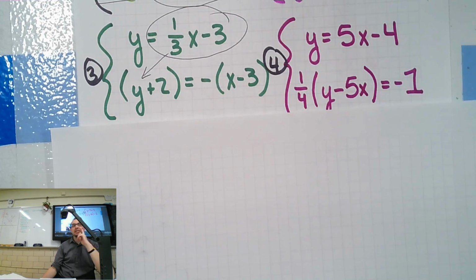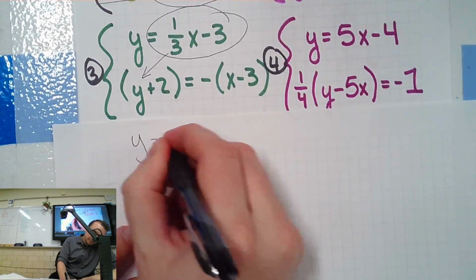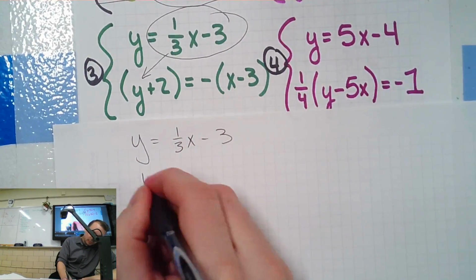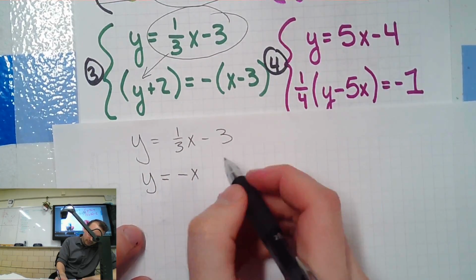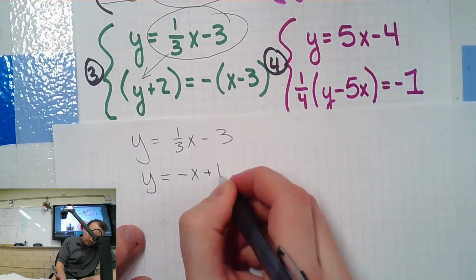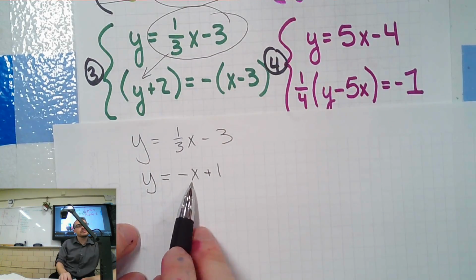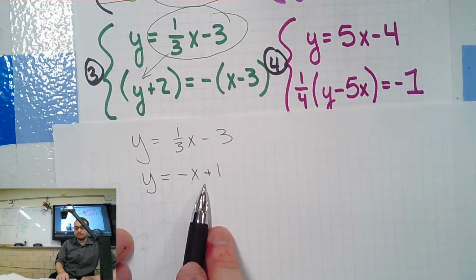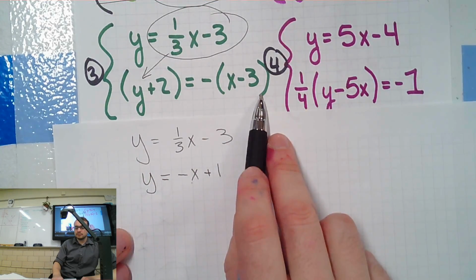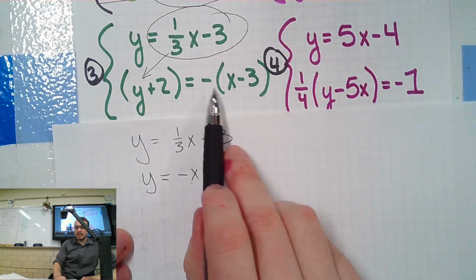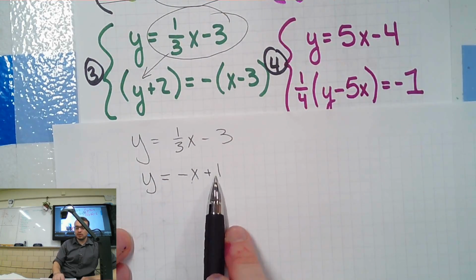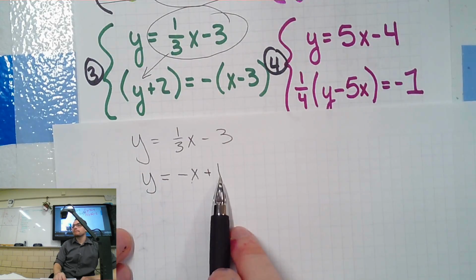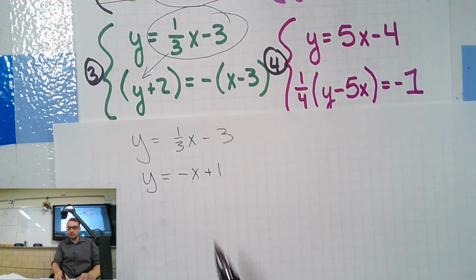What if you really love combination? What if we did this? How did I get that to look like this? How did I get the bottom equation to look like that? I subtracted the 2. But first I distributed the negative, right? Negative x, +3. What's +3 minus 2? 1. So I just simplified this a little bit, and I got this.